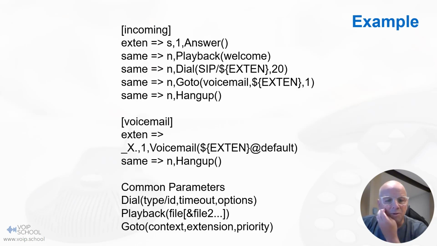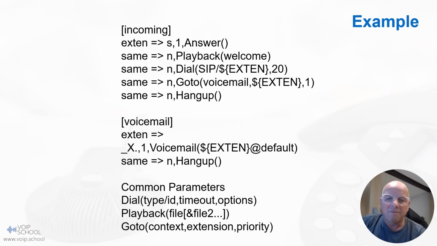Here are some common parameters for Dial, Playback, and Goto. Dial takes the type and ID. In this case, we are using SIP, the old chan_sip. For now, in most of the cases, you're going to use PJSIP. And the ID here is the extension name. And then timeout and options. 20 is the timeout. It will ring for 20 seconds before giving up.